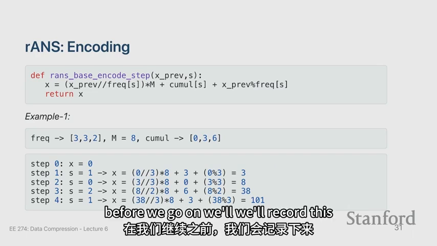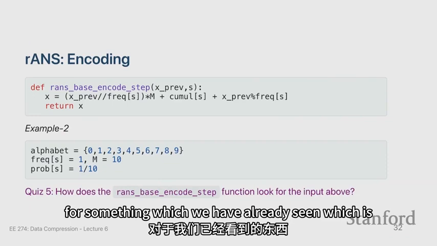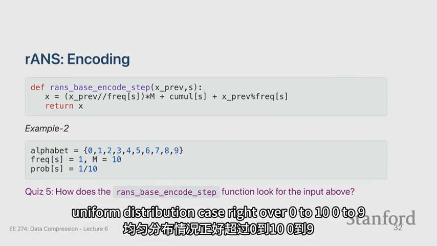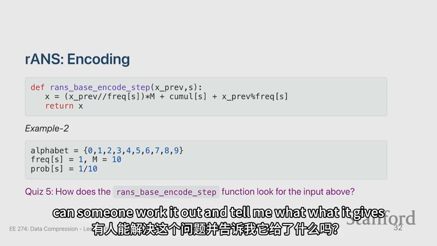Before we go on, we'll decode this, but let's try to see the same formula for something which we have already seen, which is the uniform distribution case, right? Over 0 to 9. Can someone work it out and tell me what it gives?